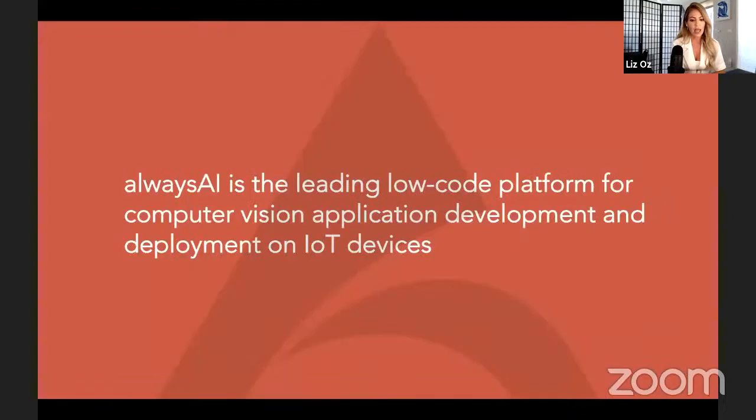Next slide, please. And that's where we come in. alwaysAI is a leading low-code platform for computer vision development and deployment on IoT devices. We make it very easy for developers and enterprises to create these computer vision applications. And by design, we're very flexible and very modular, so our platform can really be used for just about any use case. We're currently helping a variety of enterprises across multiple industries create these custom applications to drive real value for their top line growth. And we can do the same for you.